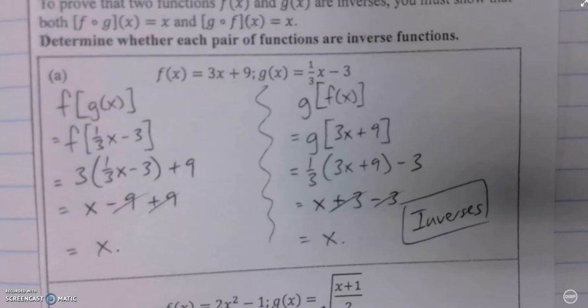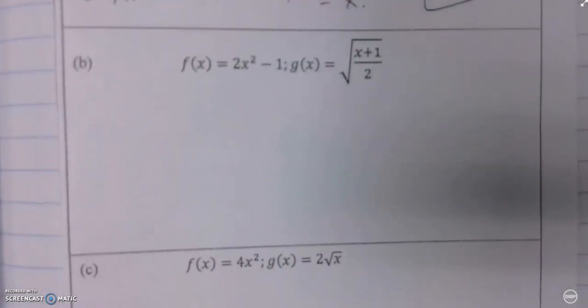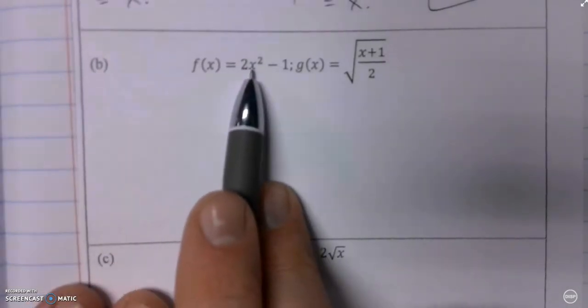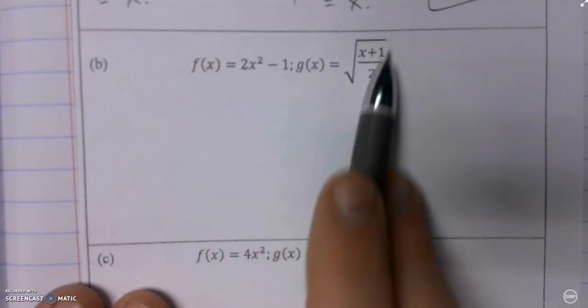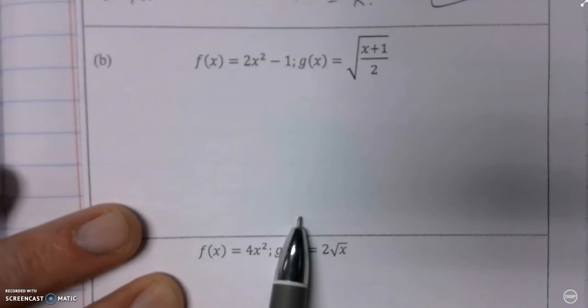All right, Panthers, let's try B. I've got two functions here again. I've got f of x is 2x squared minus 1, and g of x is the square root of x plus 1 all over 2. So here we go. I need to show you two things. I need f of g of x.